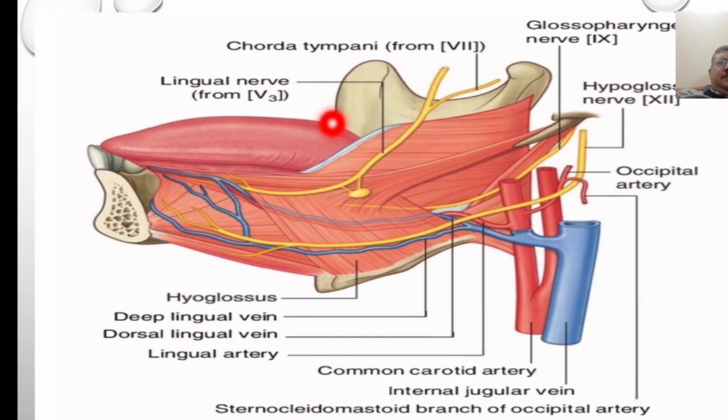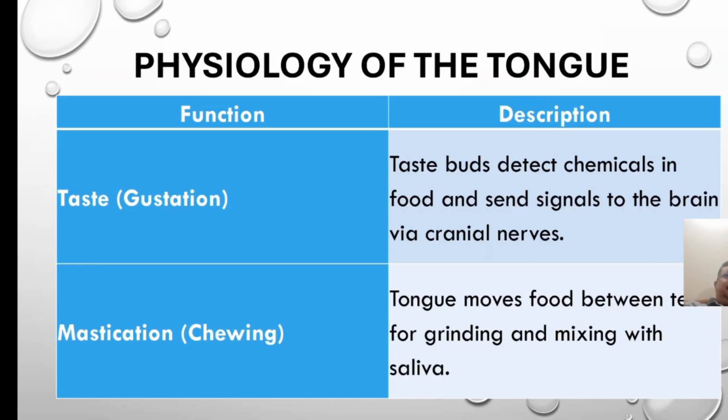So this is the chorda tympani form. These are the nerves, lingual nerves. Then another is, this one is glossopharyngeal nerve. This is hypoglossal nerve, occipital artery. Another, this one is hyoglossus. This is deep lingual vein, dorsal lingual vein, lingual arteries, common carotid arteries, internal jugular veins, and sternocleidomastoid branch of occipital artery. So this is the nerve supply.